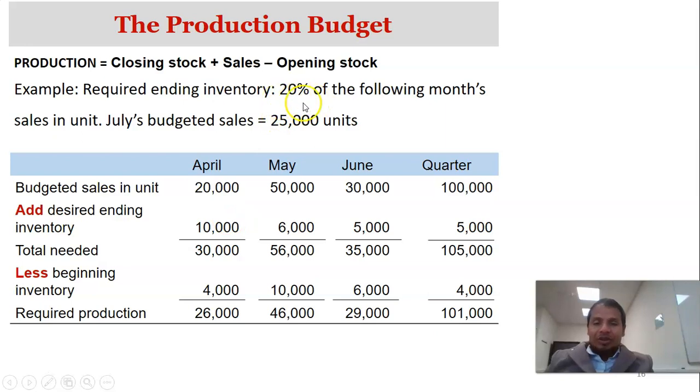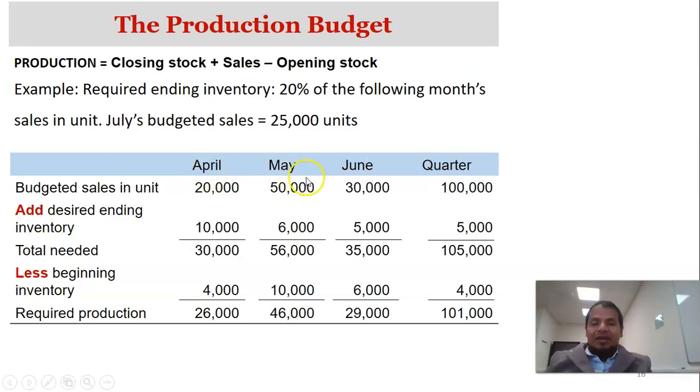Ending inventory, according to the given information, is 20% of following month sales. So what is the following month sales? For April, the following month is May. May sales is 50,000. So 50,000 multiplied by 20%, so 10,000 is the ending inventory of April, or closing inventory of April.